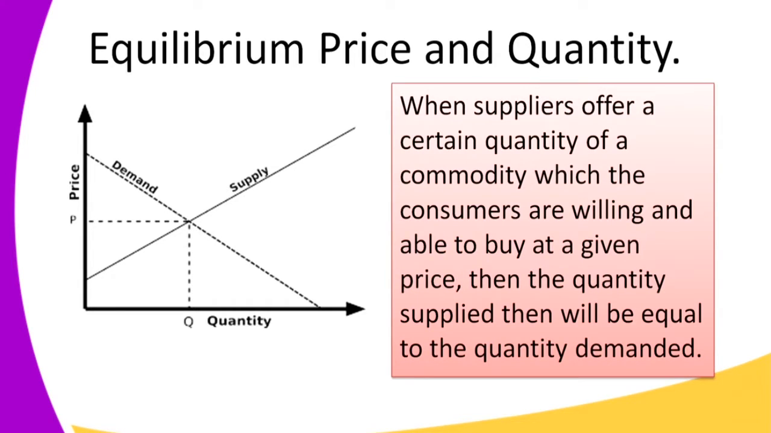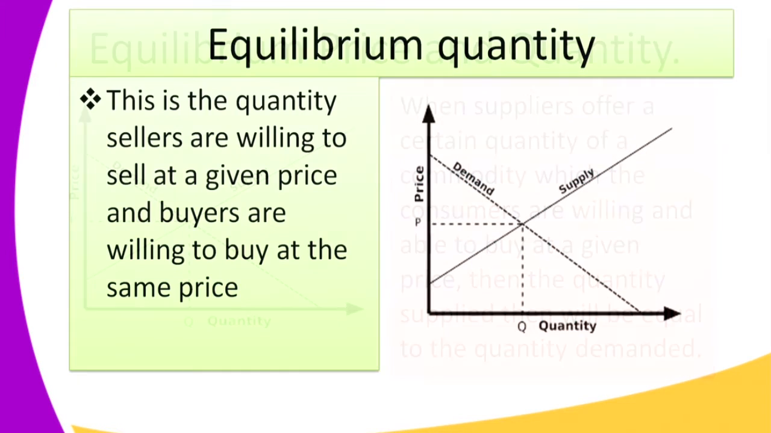On the y-axis you have the price. On the x-axis, you have the quantity. Remember, now we are combining both the quantity demanded and the quantity supplied. The point where the two curves meet, that is the demand curve and the supply curve, we call that point the equilibrium point. So let's start with the equilibrium quantity.